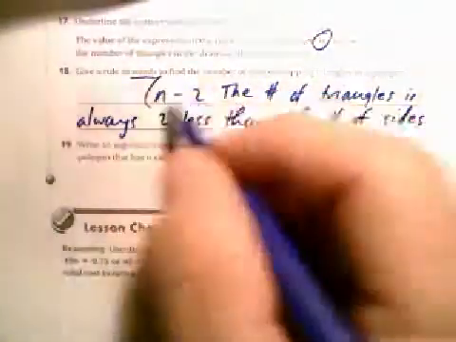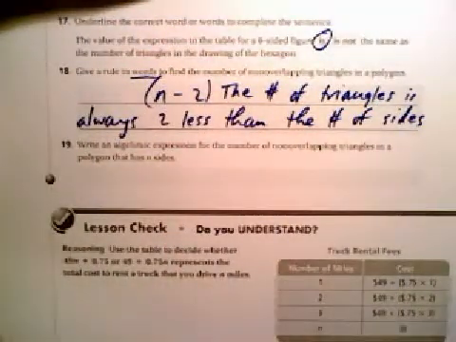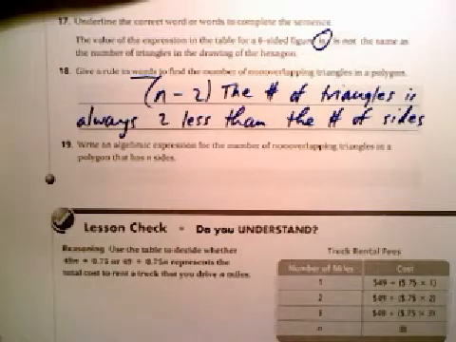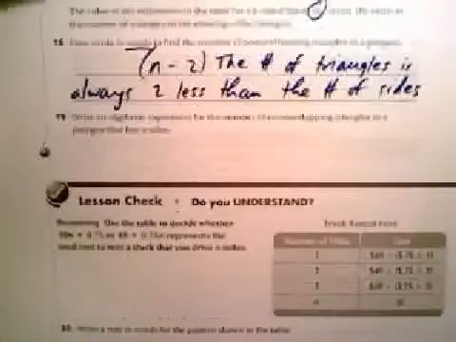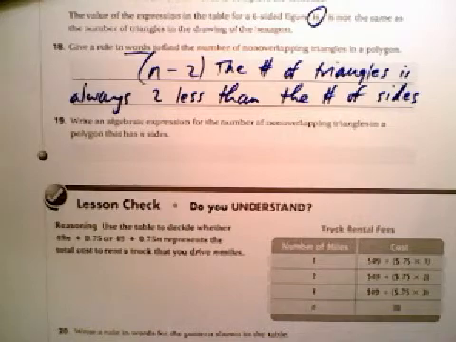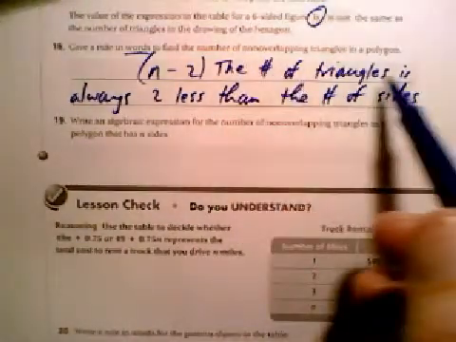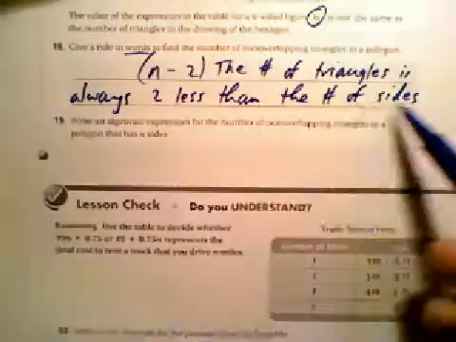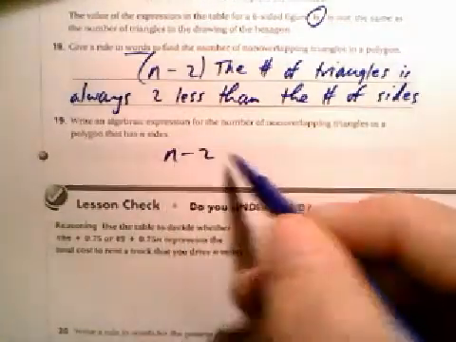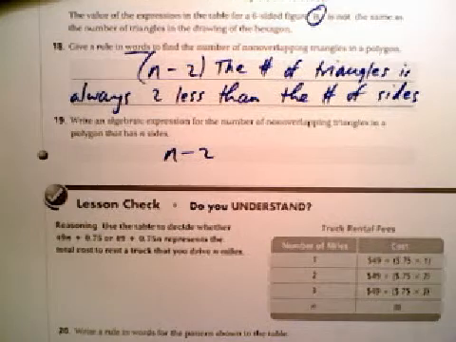Okay, so I went right to the notation instead of the words. That's why I chose math. I don't like to write a lot of words, but Common Core, got to write a lot of words describing what you know. Okay, that's what it means. The number of triangles is always 2 less than the number of sides. And then we write down here, that's what they want, n minus 2.